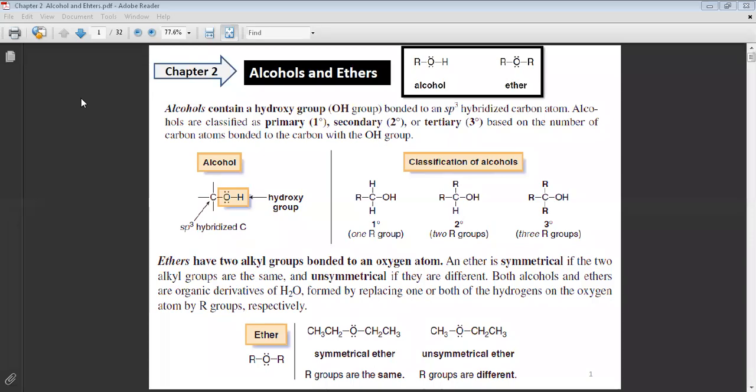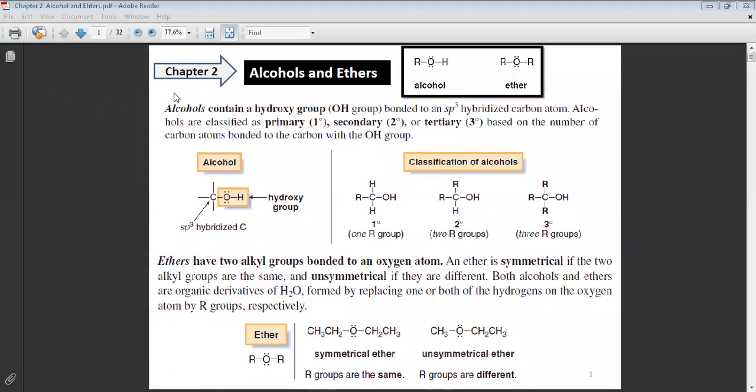Okay, hi everyone. Today we'll start with a new chapter, inshallah: alcohols and ethers. Then I will explain slide by slide also. If you have any question or any misunderstanding, you can ask me. Okay, now alcohols and ethers.